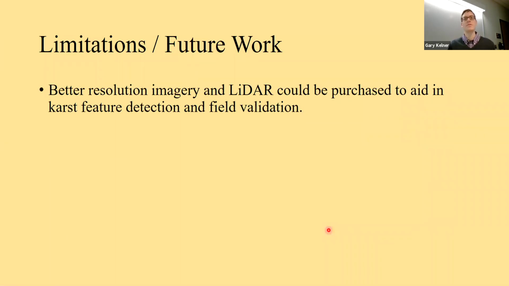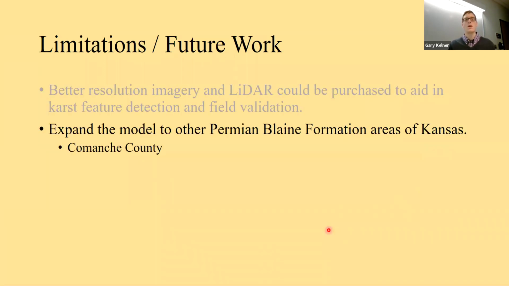Looking at limitations and future work, better resolution imagery and LiDAR data could be purchased to aid in the karst feature detection and field validation within this study property. You could also expand the model to other Permian Plain formation areas within Kansas, such as Comanche County to the west of Barber County.